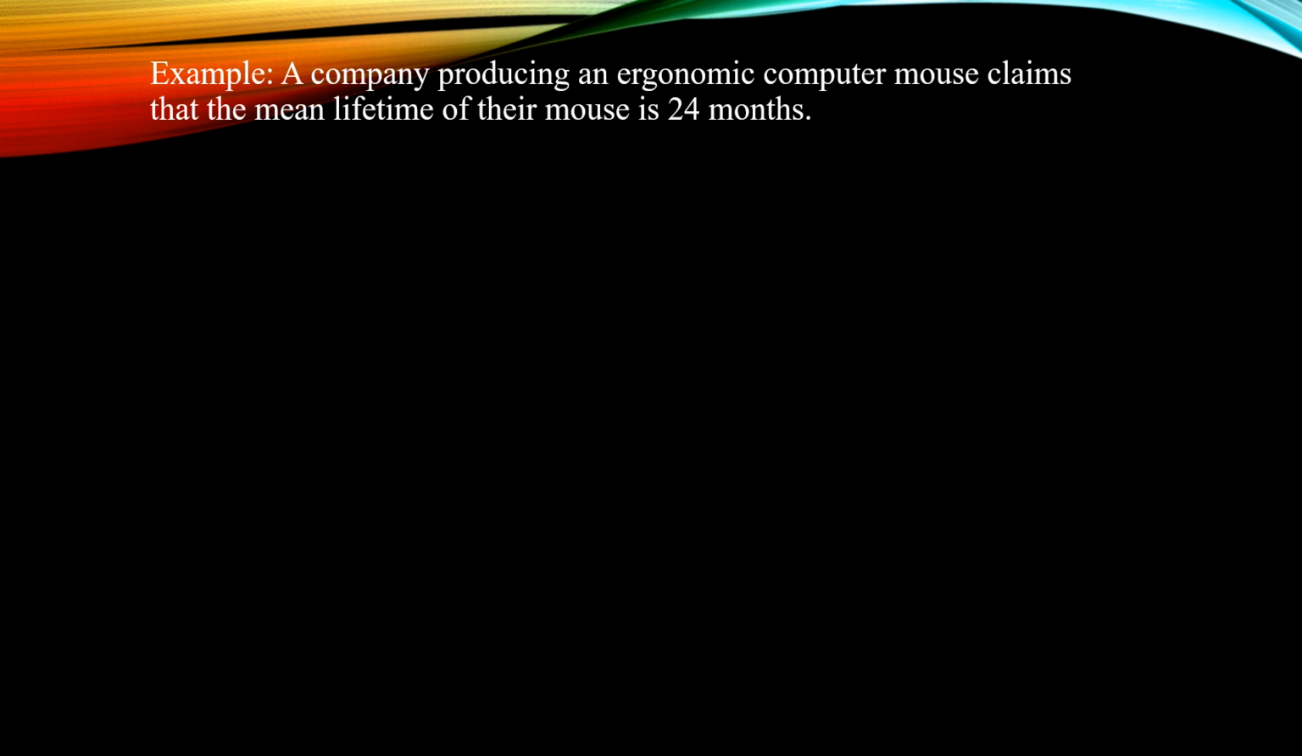In this claim, a claim is being made about the mean lifetime. So that's a claim about the population mean mu, and the word "is" is indicative of a condition of equality. And so the claim that's being made is being made about the mean mu, and they're saying that it is 24 months. Because that claim contains an equality, it becomes the null hypothesis.